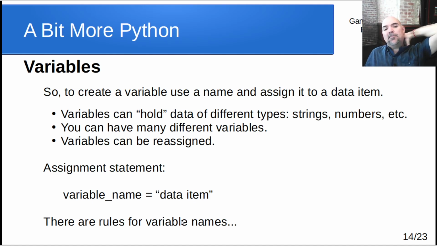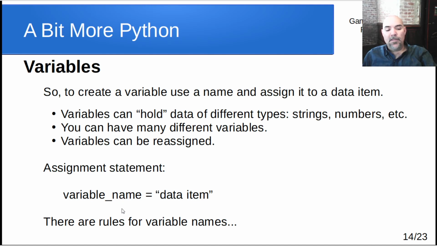But the assignment statement, the one that we've been using so far, always looks like this: the variable name that you want to assign, and then the data item you want to assign it to. And these quotes don't have to be there. It could be a number, it could be a string like we have here. It could be a lot of things. Now, one thing though, for the name that we choose for the variable, there are some rules.